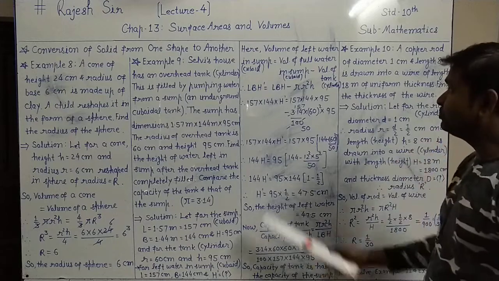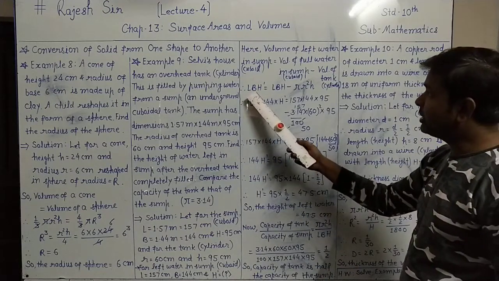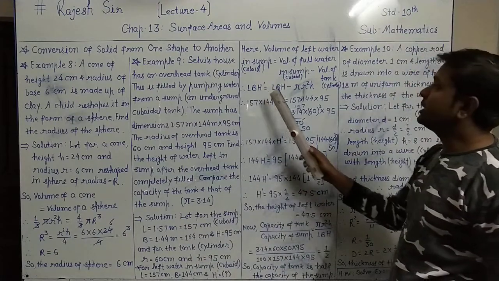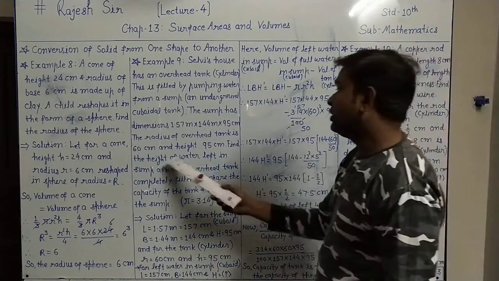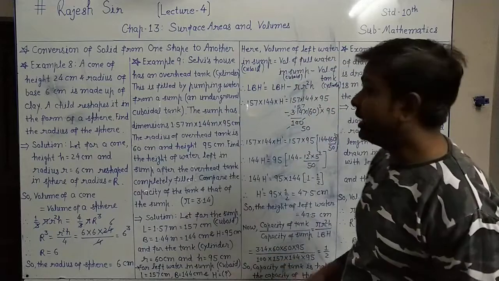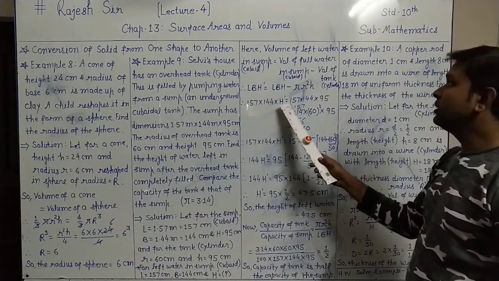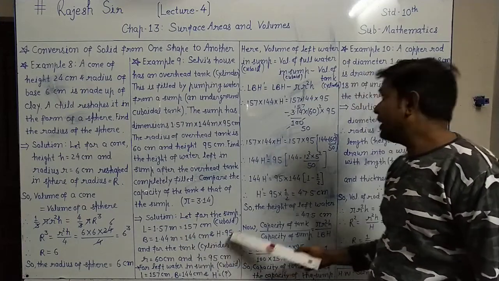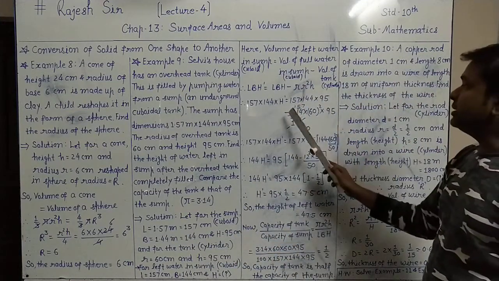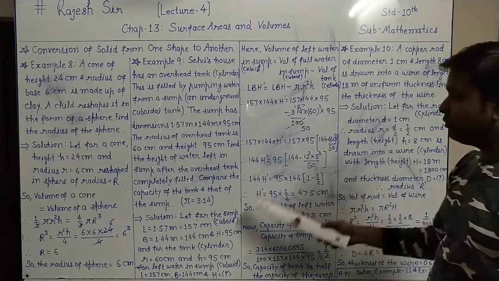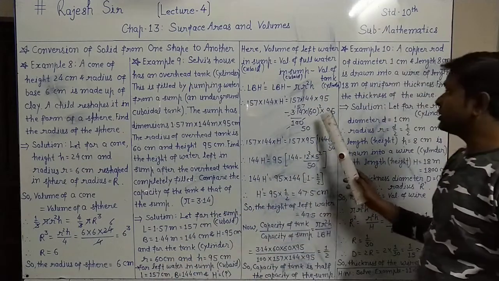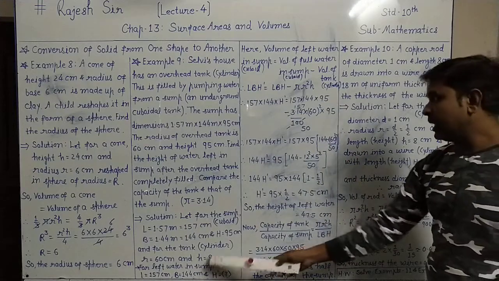Now place the values. L and B are 157 and 144, and this H dash is the height of the left water in the sump that we want to find out, so it is kept as it is. So L, B, H again is 157, 144 and 95, minus pi, which is 3.14, into r square, which is 60 square, into h, which is 95.